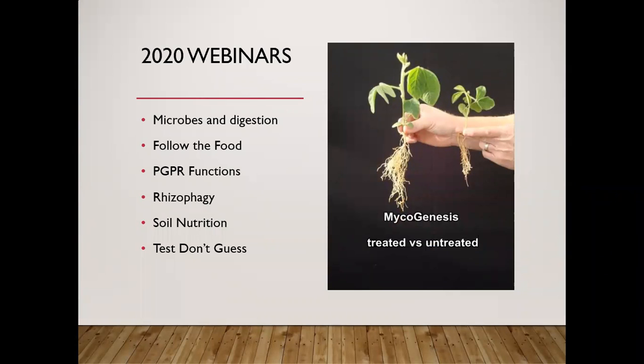I want to talk a little bit about last March. In March, Steve talked about microbes and digestion following the food, plant growth promoting rhizobacteria and their function, and the rhizophagy cycle. And then in April, Mark talked about soil nutrition testing, don't guess, and the importance of looking at our soil nutrition and figuring out our deficiencies or our excesses and making those corrections. We look at this as a program, as we always say here: it's not a product, it's a program, and all of these things have to come together.